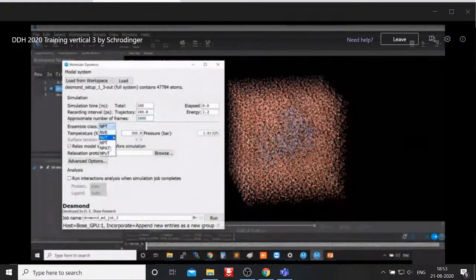You can change various ensembles: normal volume and energy, NVT, which is normal volume and temperature, normal pressure and temperature, then normal pressure, area and temperature. And this NPgammaT is specifically for membrane simulation. So if you have loaded a membrane in it, it will automatically suggest this NPgammaT ensemble.